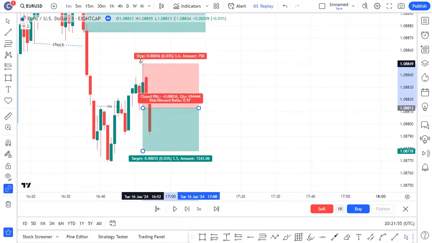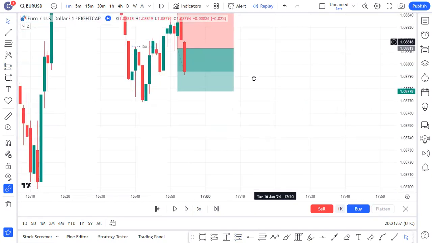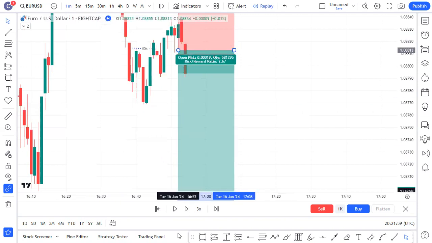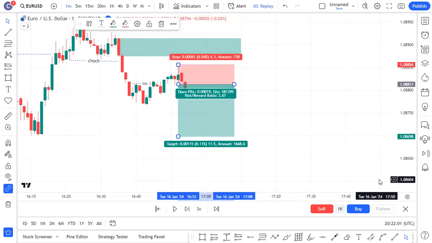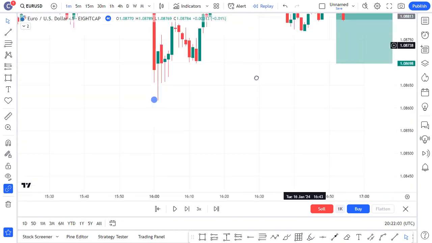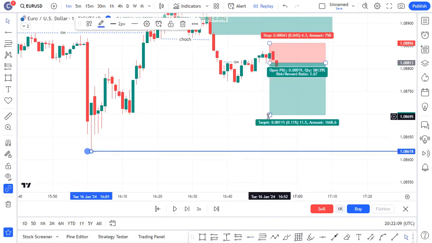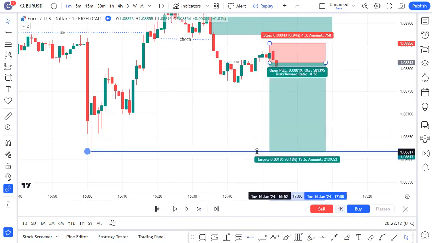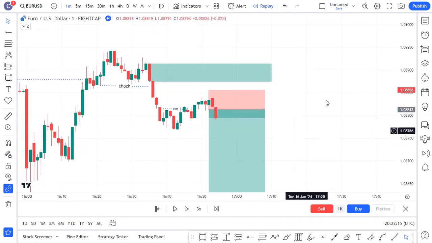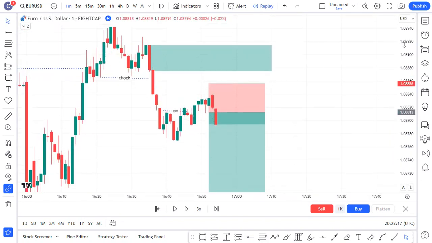Then you just put your stop loss above here. Then where are you targeting? You're targeting the 15 minutes low. Where's the 15 minutes low? Let me see. Yeah, this one. So you're putting your target first. This one has a reward of 5. But if I open a couple of positions, I can target even below the 15 minutes.